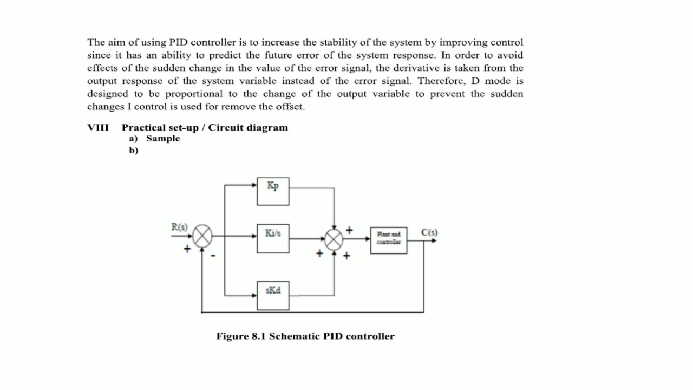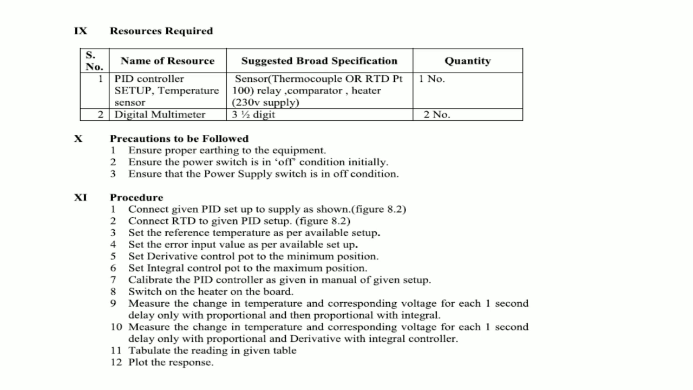Now, practical setup, or you can say circuit diagram, is as shown in this video. They are having a comparator, or you can say error detector, then the three process controllers Kp proportional, Ki integral, Kd derivative, and this process plant. Now, resources required can be PID controller setup, temperature sensor and digital multimeter.